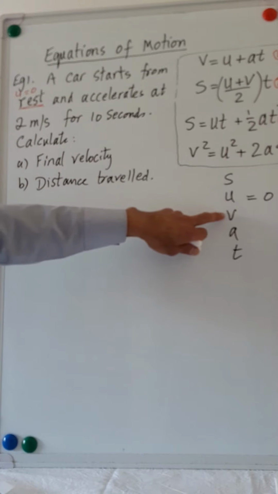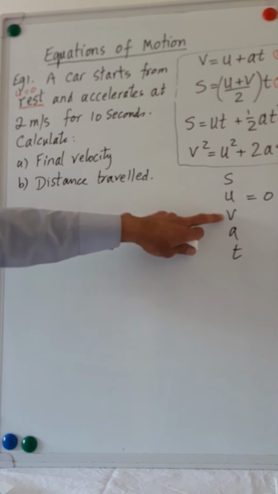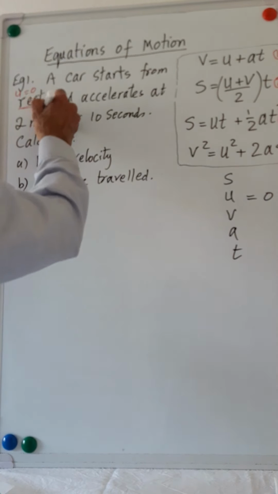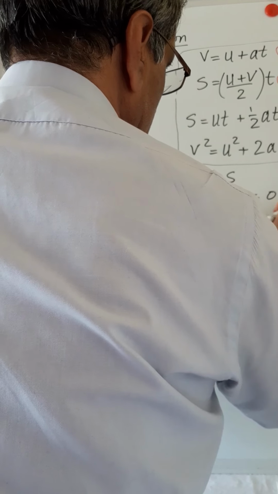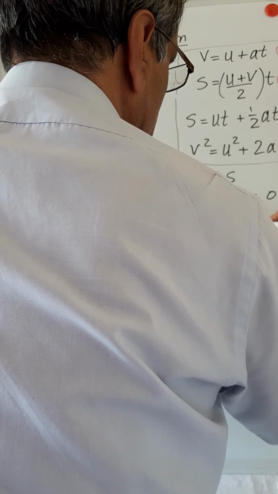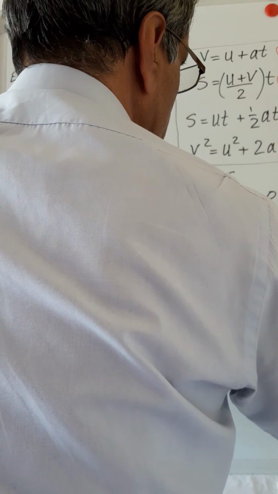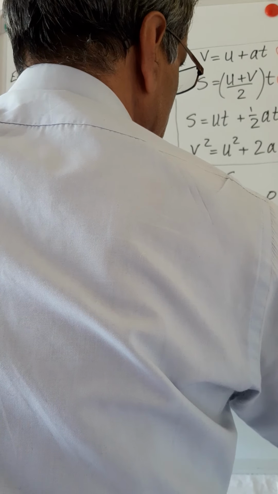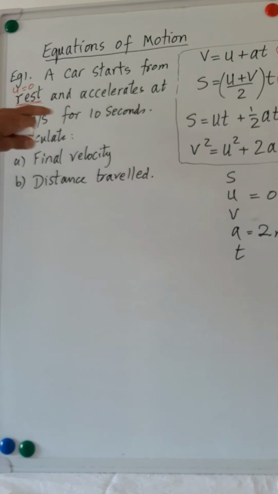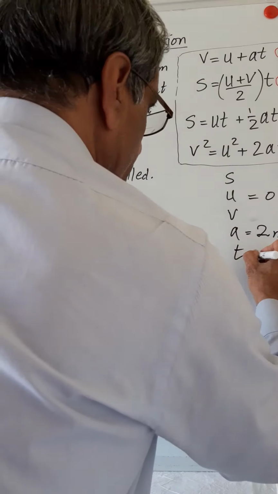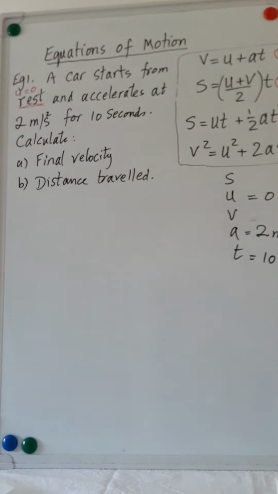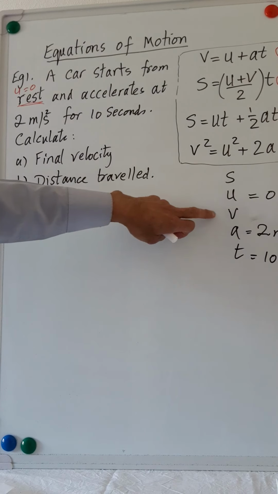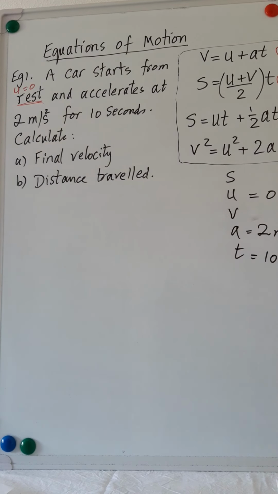Do we know the final velocity? No. Acceleration. It accelerates at a rate of 2 meters per second square. Acceleration equals 2 meters per second square. And the time it takes is 10 seconds. Okay, so we know these things and we need to find the other two. So first of all, I want to find the final velocity.